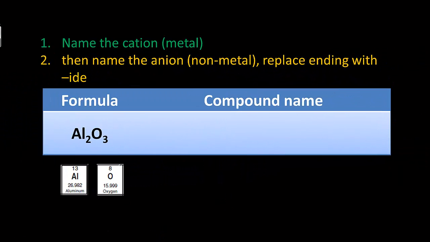All right, now we have Al2O3. So the first thing we're going to do is name our cation.